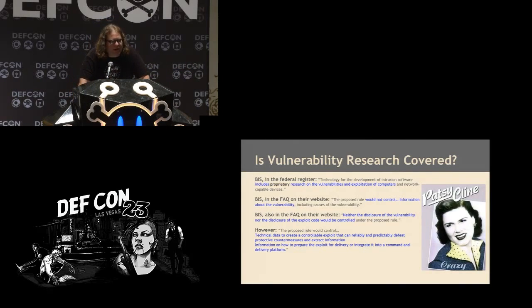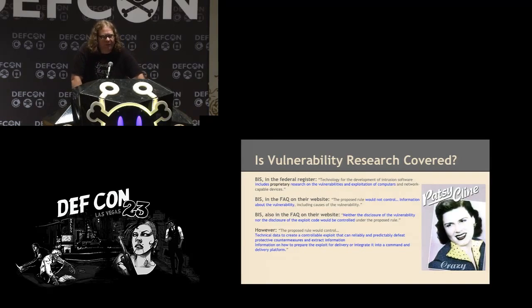So that seems to be, yes, vulnerability research is controlled. Then BIS, after getting a lot of feedback about this, started publishing an FAQ on their website, and one of the FAQ answers says the proposed rule would not control information about vulnerabilities. BIS doesn't even know what these rules mean. They also said in their FAQ, neither the disclosure of the vulnerability nor the disclosure of exploit code would be controlled. However, so this is the big caveat.